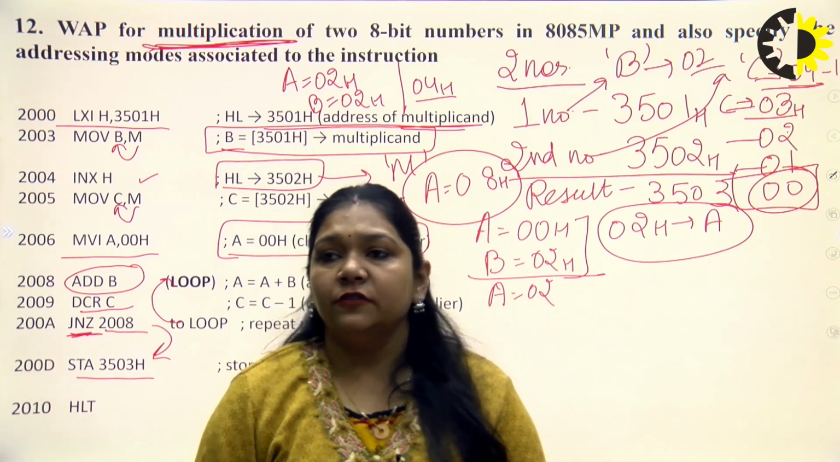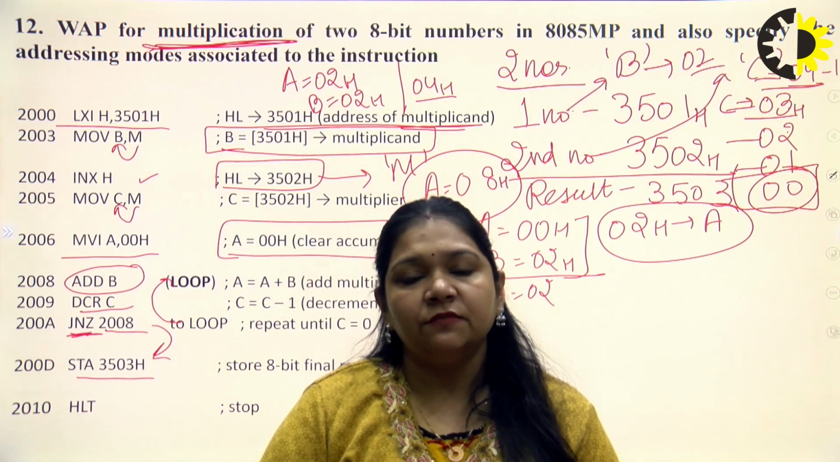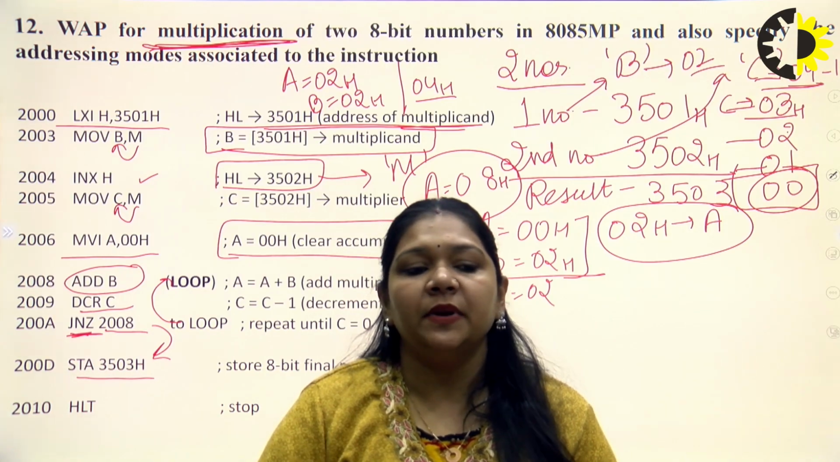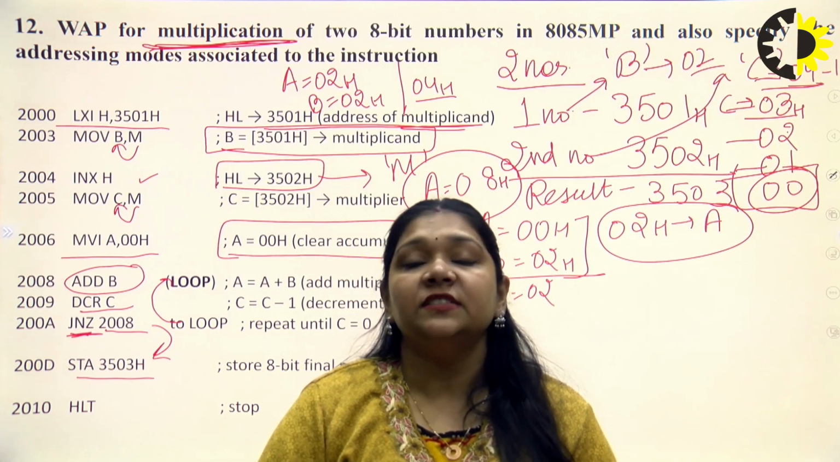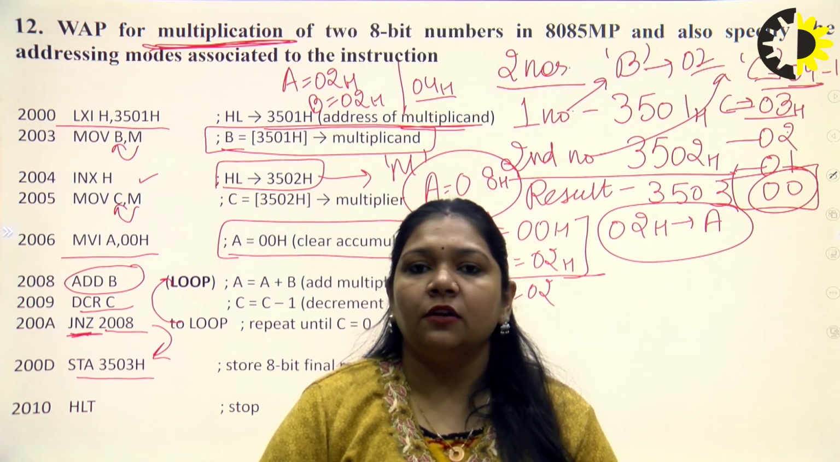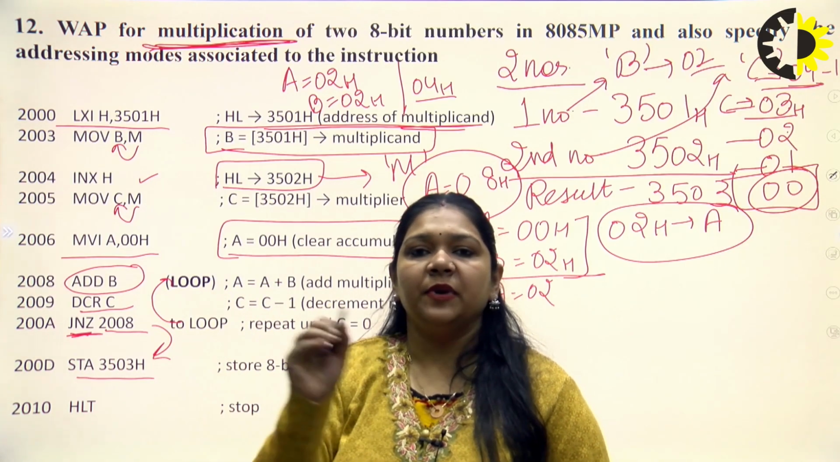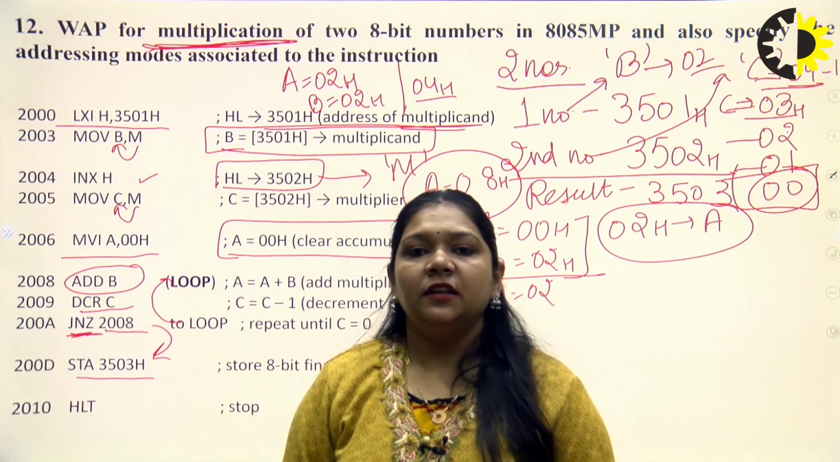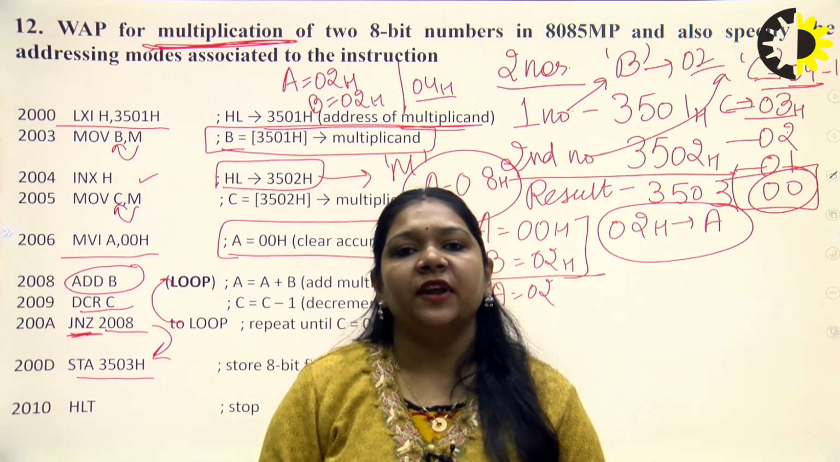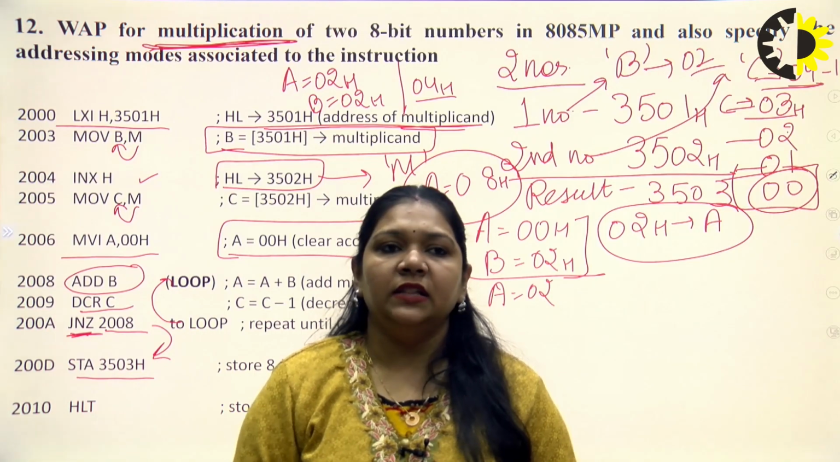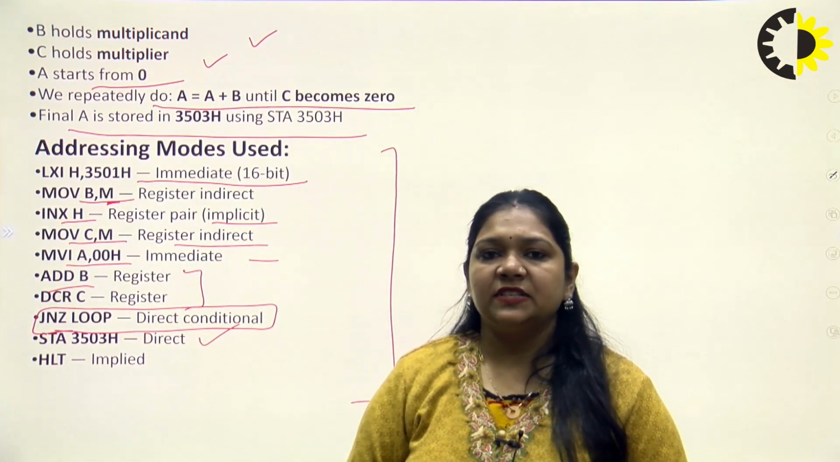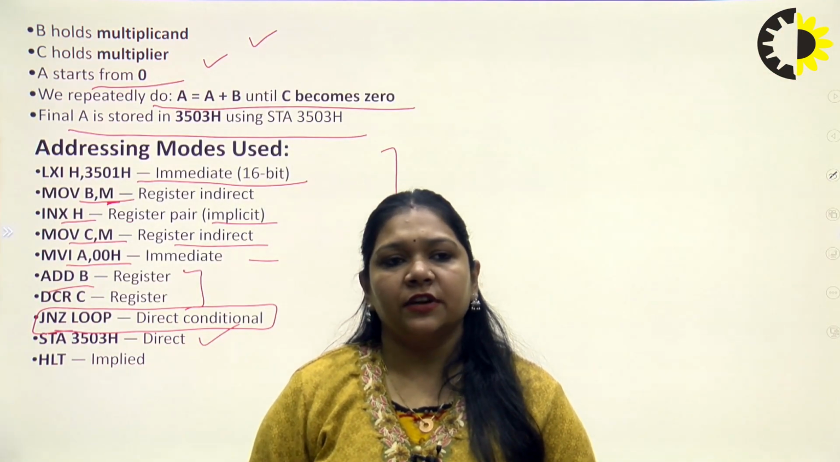Similarly, as we have covered multiplication, we can also do the division by repeated subtraction. Multiplication was done by repeated addition. For division, we just subtract the numbers one by one till the counter. So these were the addressing modes covered with these instructions.